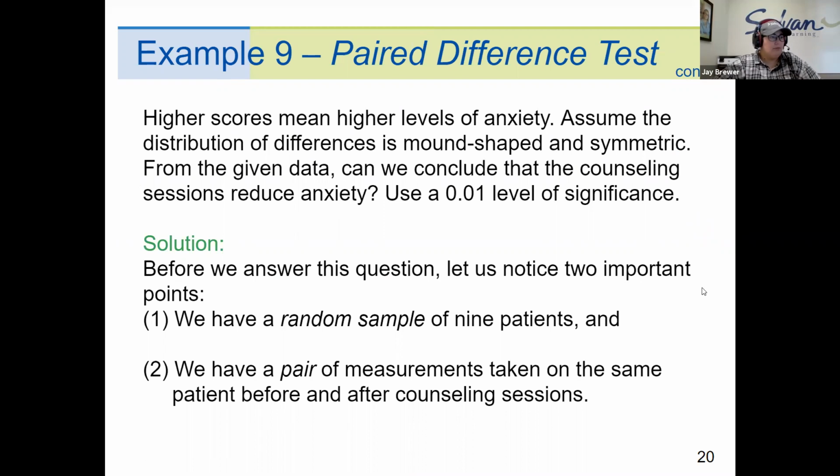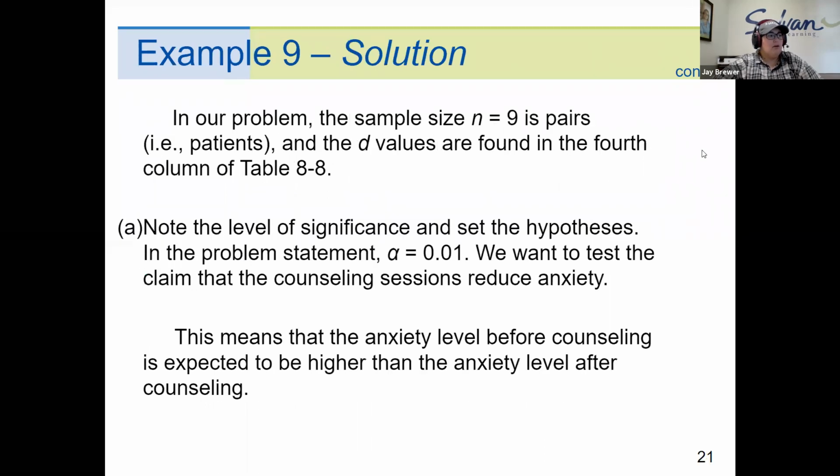Before we answer this question, let us notice 2 important points. 1, we have a random sample of 9 patients, and 2, we have a pair of measurements taken on the same patient before and after counseling sessions. In our problem, the sample size n equals 9 pairs of patients, and the d values are found in the 4th column of Table 8.8.